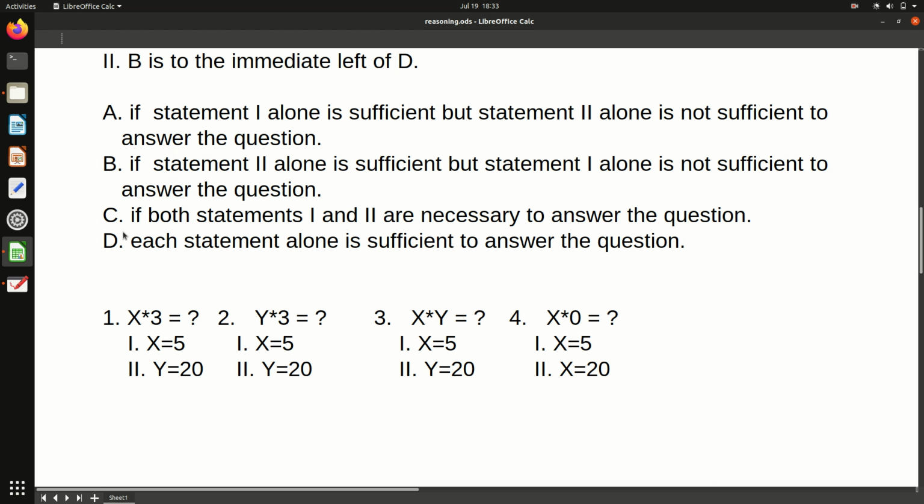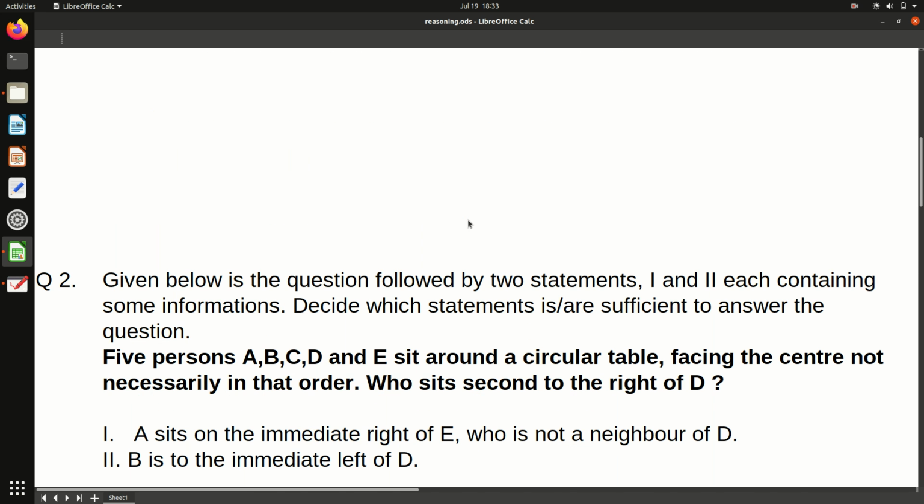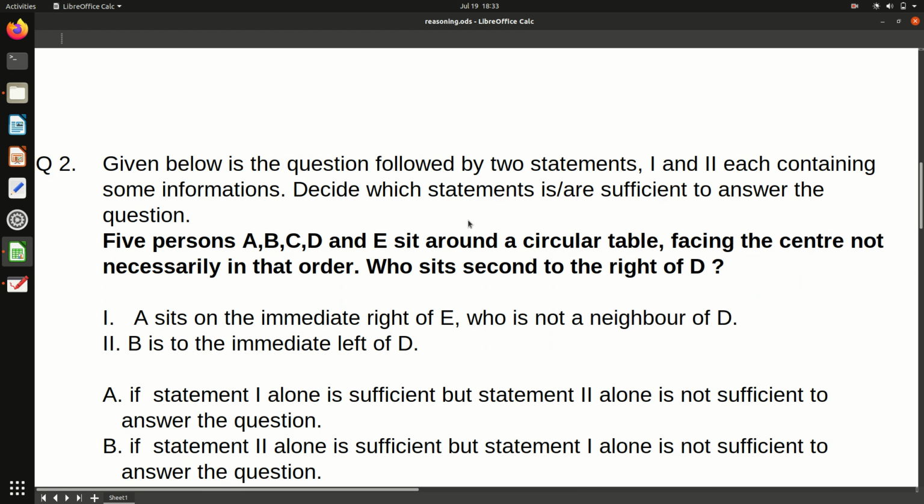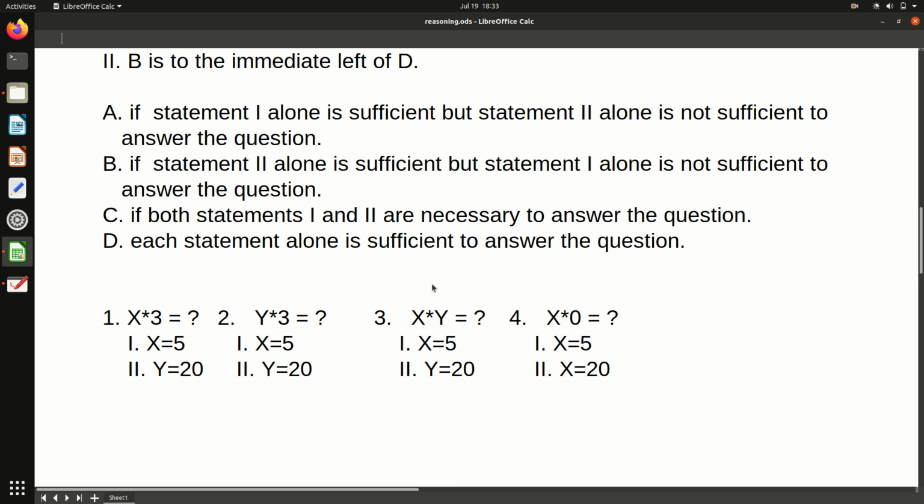So see, let us start with the easy one, option C. Option C says that if both statements are necessary to answer the question. So suppose I have given you some question and 2 statements, and it can be solved by using both the statements only. If I give you both, then only you can solve this, then option C will be the answer. Like in this case, third question. So if I give you a question like this, x into y equals question mark. This is the question, and I will give you two statements. So can you solve this?